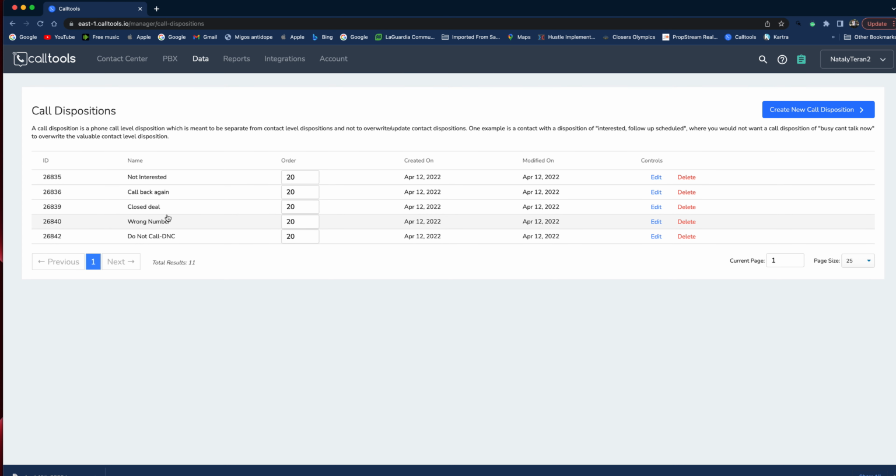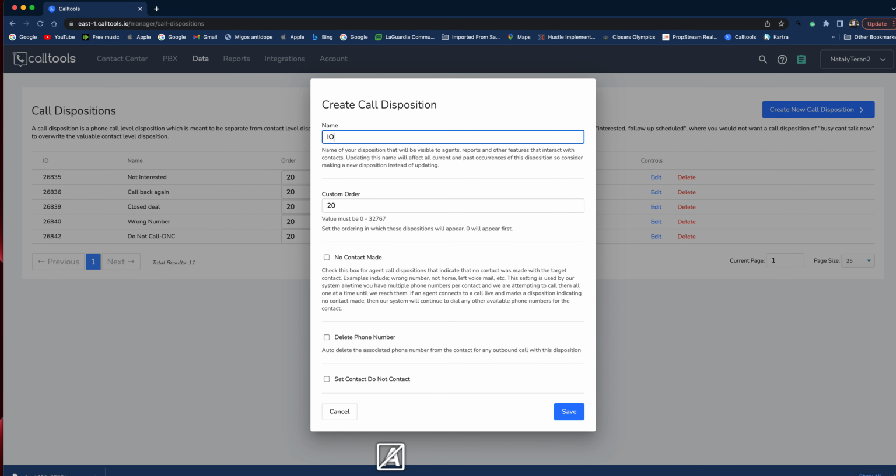Wrong number. Now, depending on what your business is, you can get as creative as you like. But for me, I'm in wholesaling real estate, so I really don't have to have all that. I just need interested, not interested, and call back, and wrong number, and all that stuff. Anyway, you can even have an interested. That one is really good to have. You could do yes, interested.